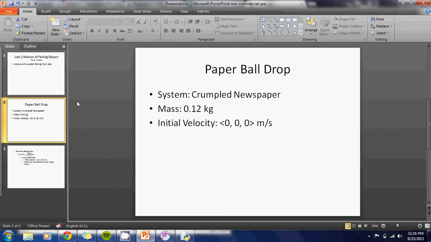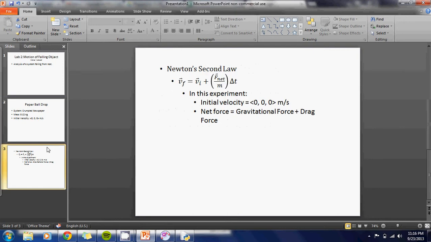The problem today was to analyze a system falling from rest and examine the forces acting upon said system as it falls. To do this, we're using Newton's second law, V final equals V initial plus F net over mass delta T. Initial velocity, as I said, is 0 due to the fact that it's starting from rest, and the net force is being calculated from the gravitational force being added to the drag force or air resistance force.